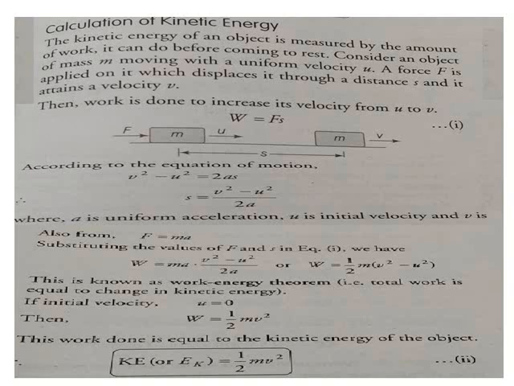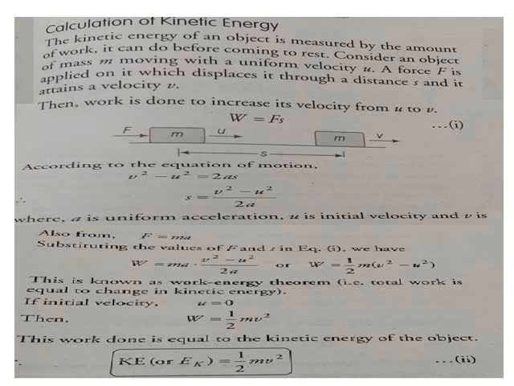So that is the displacement. So W is equal to F into s. We have substituted the value for F and we have substituted the value for s, the displacement. Now here you simplify this, it becomes half m into v square minus u square, right?